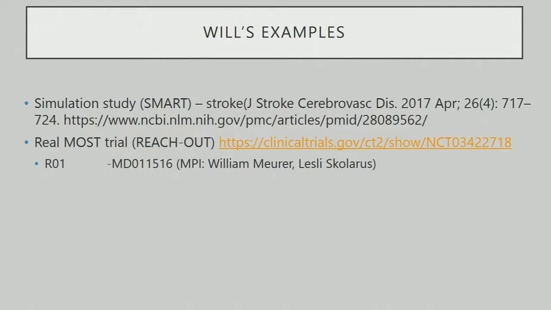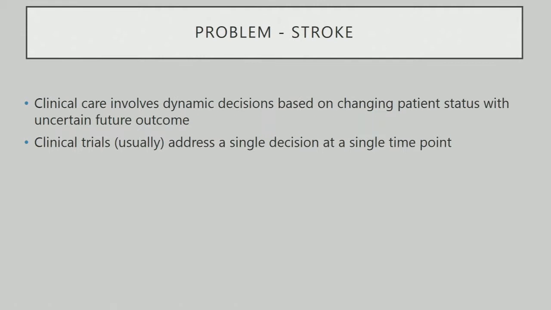So as a surrogate outcome measure, blood pressure is actually one of the most well-studied and true. So the problem with stroke, and why this simulation study is sort of a message to the stroke community, like, hey, you're doing clinical trials wrong. Good luck. We are often making clinical care decisions based on changing patient status with uncertain future outcome. But clinical trials, at least as classically done in the drug space or the device space, are typically addressing a single decision at a single time point, which is not how real life works.